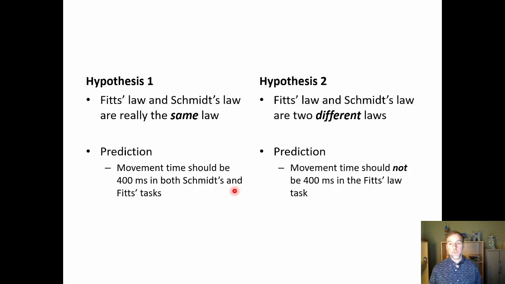Alternatively, if Fitts' law and Schmidt's law are different laws, if one set of instructions causes you to move with a linear speed-accuracy trade-off and the other causes a logarithmic trade-off, then movement time should not be the same. On this second day, when you do Fitts tasks, movement time should not be 400 milliseconds. So the first critical question from Carlton is, on day 2, is the movement time 400 milliseconds? Again, if so, Fitts' and Schmidt's are the same law, and if not, they must be unique, different laws.